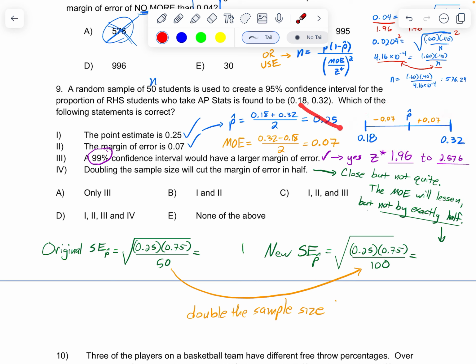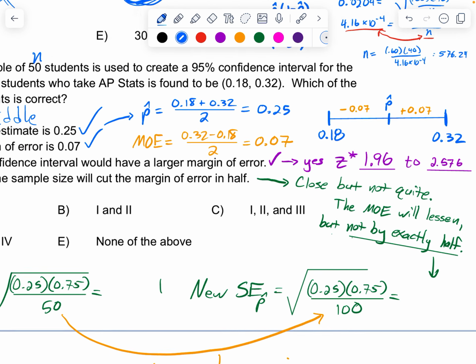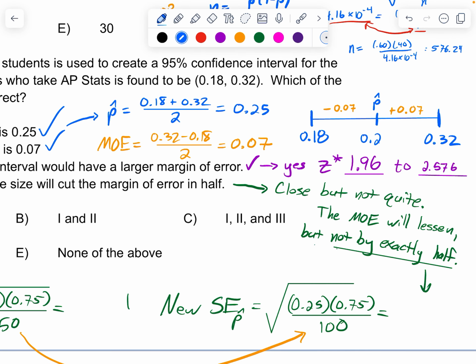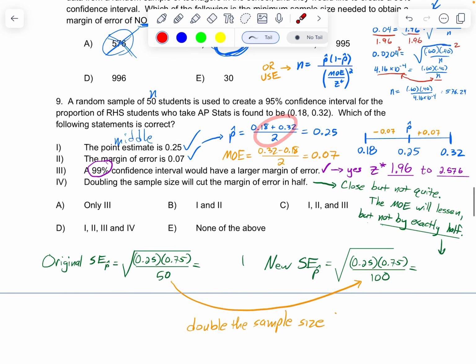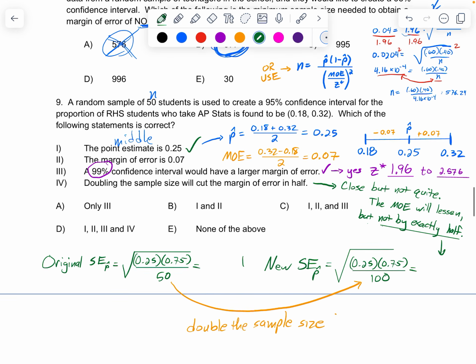The first 2 you can pretty much get if you just kind of draw out the interval. It goes from 18 to 32. So the point estimate is the middle. The middle is 0.25, and it sure is. You can add up 0.18 plus 0.32 and divide by 2. So that one's true. Green check mark.